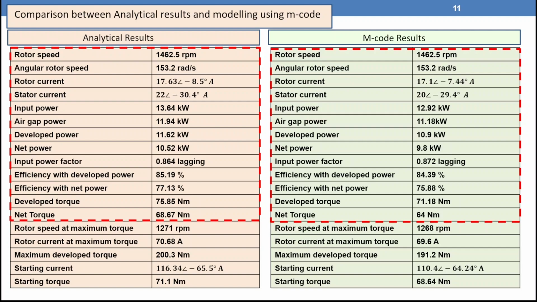So code or the simulating the machine using MATLAB is going to give you an idea or more depth about what happened inside the machine for any slip point, as we notice here. And the analytical results is easy to calculate for 1 point, 2 points, or 3 points, but we cannot calculate for each point for the slip. So this is why we need a simulation using MATLAB code.